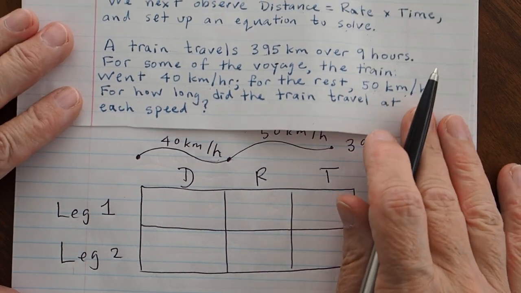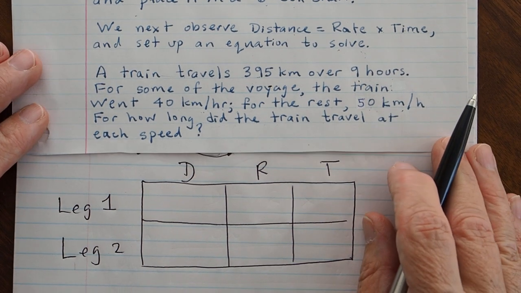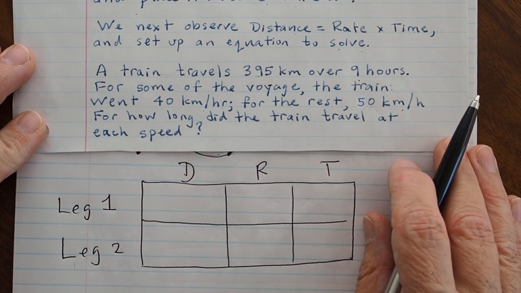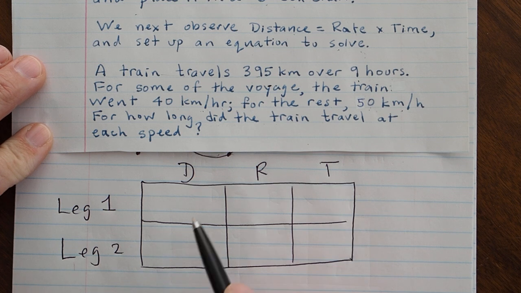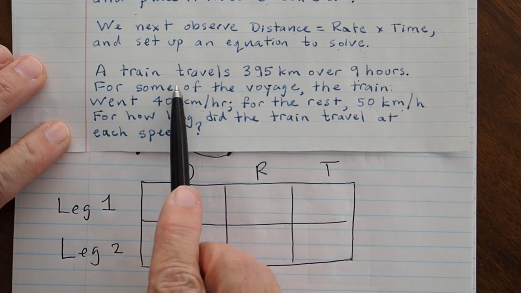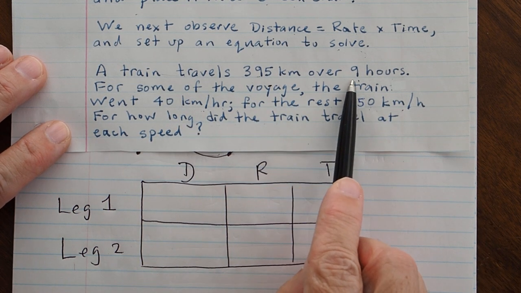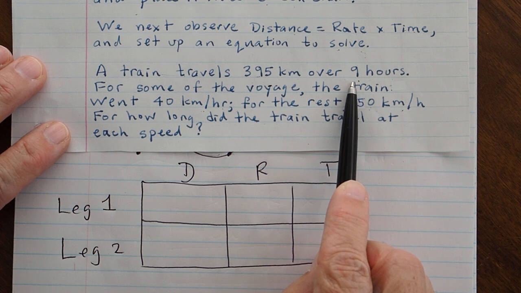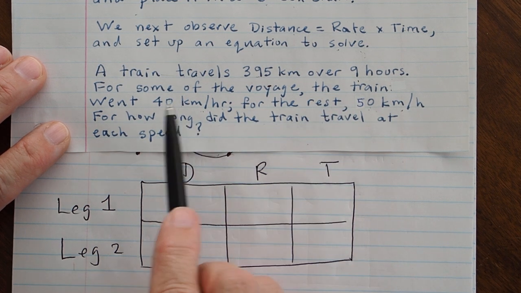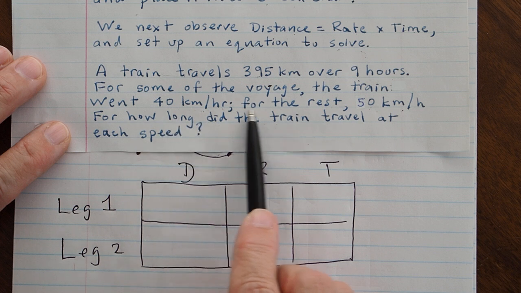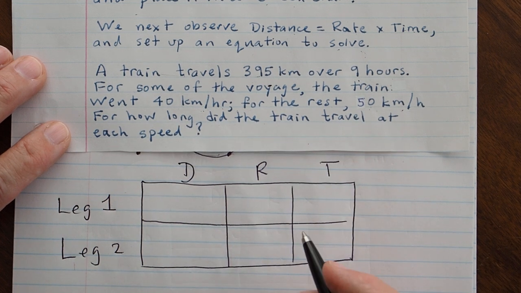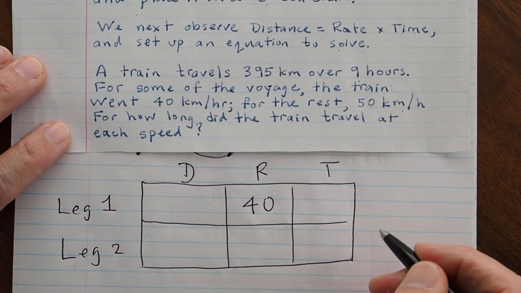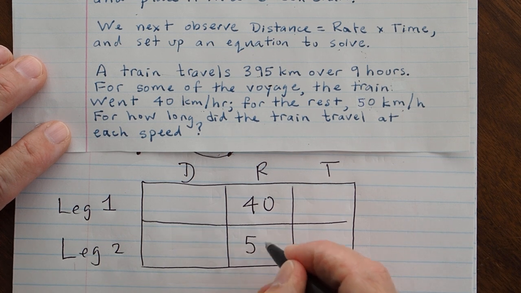What we do now is we read the problem and try to discern information which can be placed in the chart. So the train travels 395 kilometers over 9 hours. I can't use that immediately. For some of the voyage, the train went 40 kilometers per hour, and for the rest 50. Well, that's 2 cells immediately. That means it went 40 kilometers per hour on leg 1 and 50 kilometers per hour on leg 2.